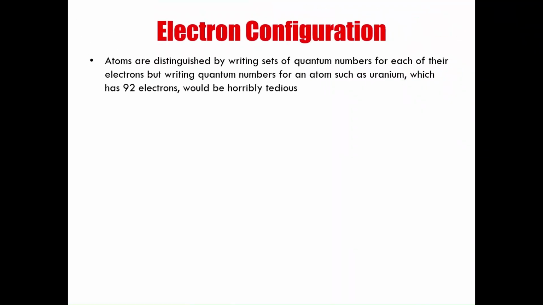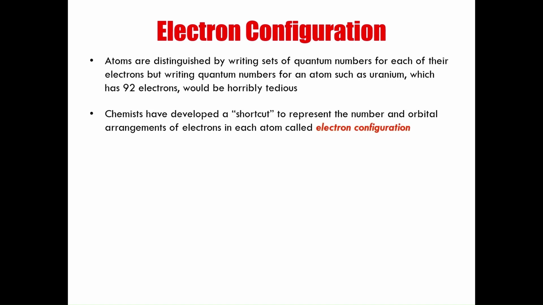So quantum numbers are an incredibly useful tool. However, they can also be arduous things to work with. So say we're talking about an element like uranium. If we wanted to write out the quantum numbers for uranium, which has 92 electrons, I would have to write out 4 separate quantum numbers for each one of those electrons. And that would occupy a minimum of 92 separate lines. And so chemists have developed a shortcut to writing out that information. We call that shortcut electron configuration.